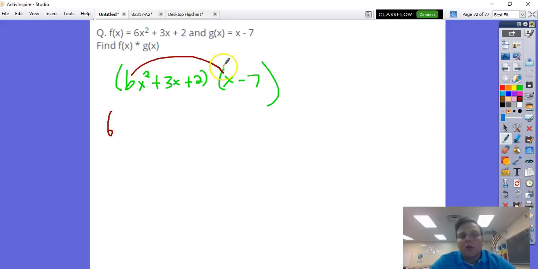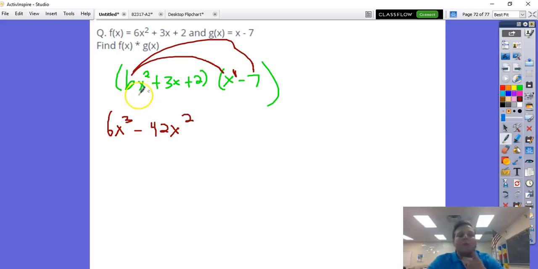So this is a 2 here, this is a 1 here. Since I'm multiplying x times x, I'm going to get x raised to the, well, what is 2 plus 1? 3. So 6x cubed. I'm then going to do 6x squared times negative 7. Well, that's just going to mean there's no x here, which is fine. I can still multiply non-like terms. 6x squared times negative 7 is negative 42x squared.